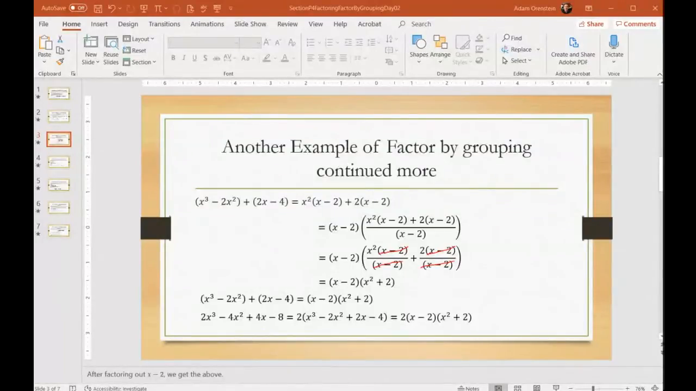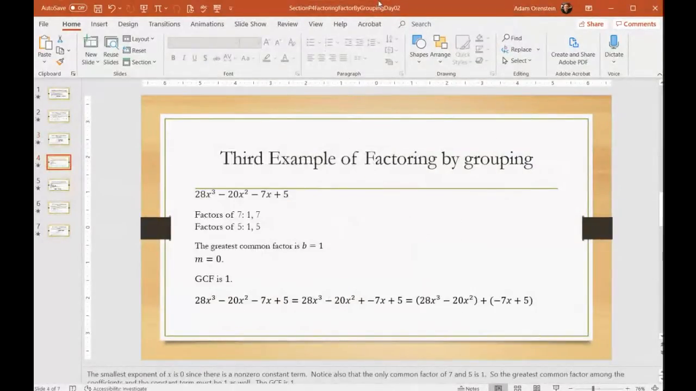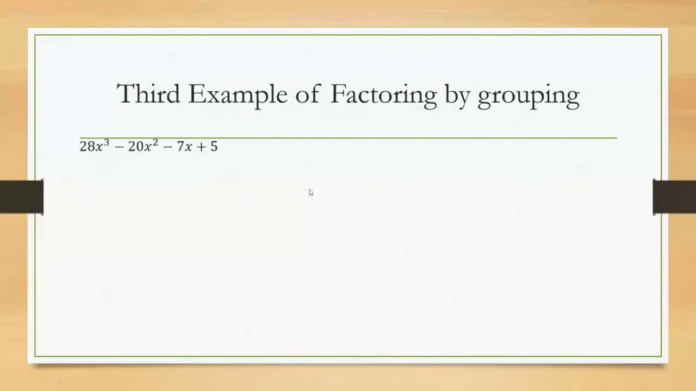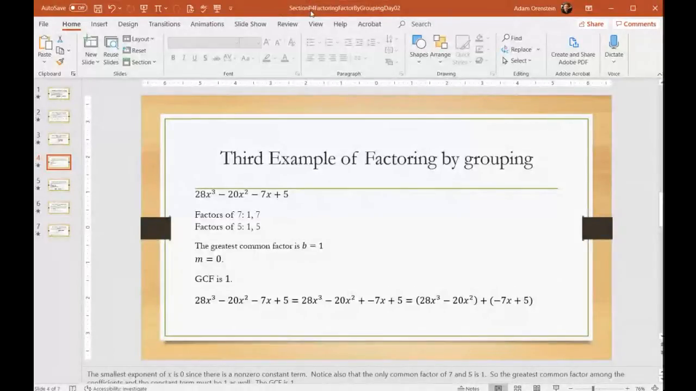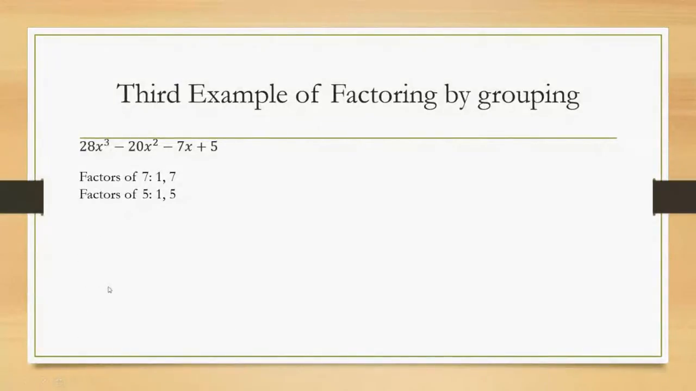Let's do another example. Okay, all right, so this is the next example. So again, here we have this polynomial that we want to factor. It's 4 terms, right? Because it's 4 terms, that's how we know we're going to use factor by grouping.